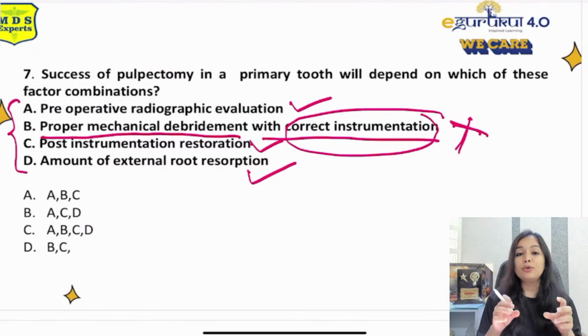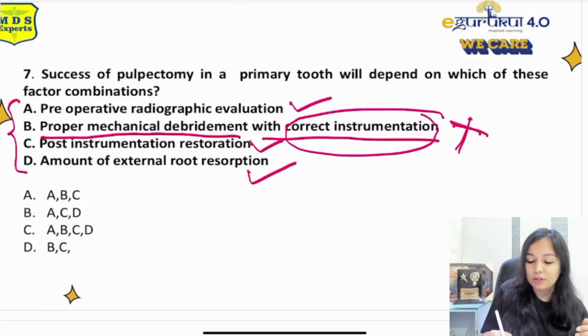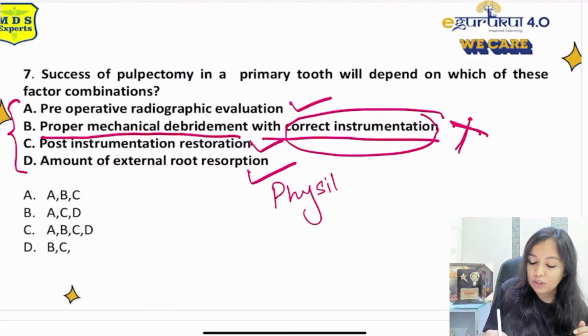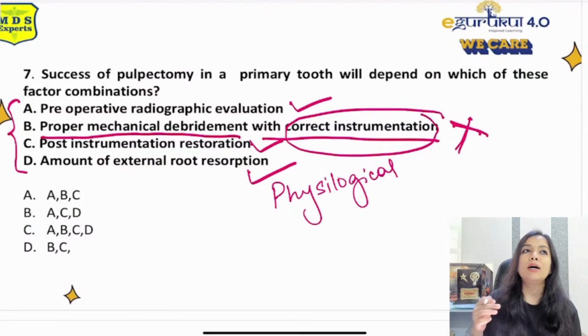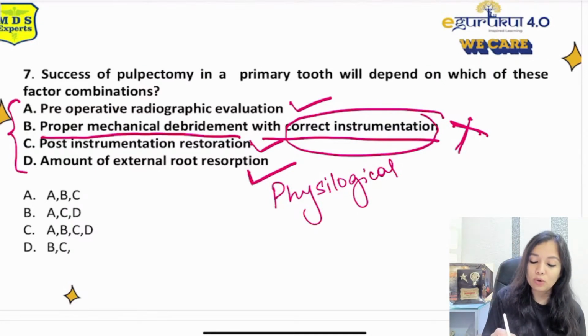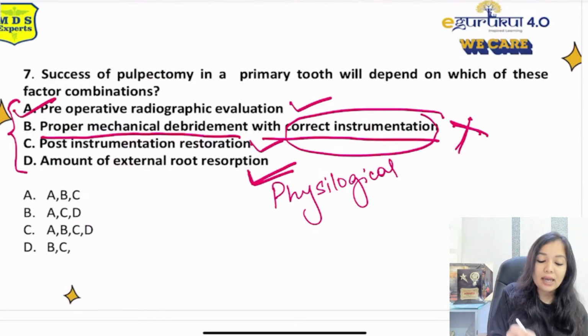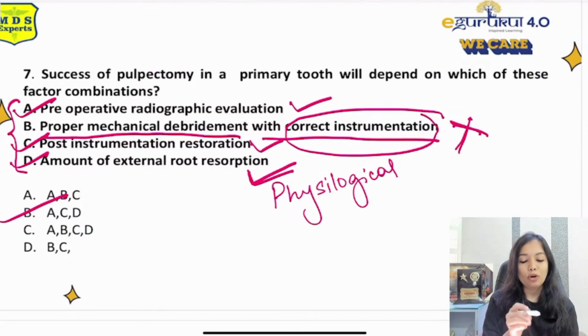External root resorption, because of the physiological root resorption which we call external, that means the shedding. Because of the shedding, the root that resorbs is also important, because the root resorption shall decide how much instrumentation has to be done and how much filling has to be done. So again, on this also the success of pulpectomy depends. So we have A, C and D. So here option B is correct. That means on factors A, C and D, the success of pulpectomy is dependent. Am I clear?